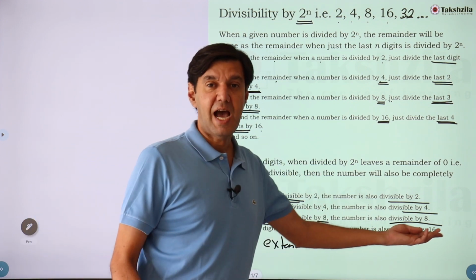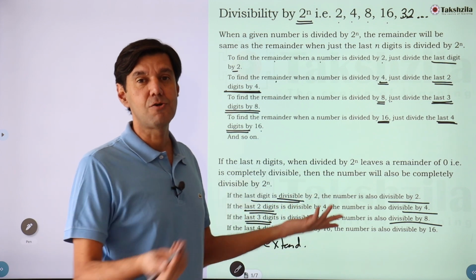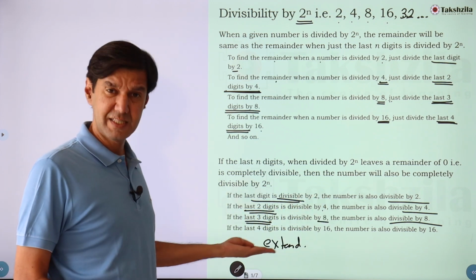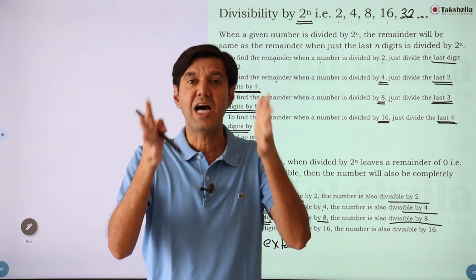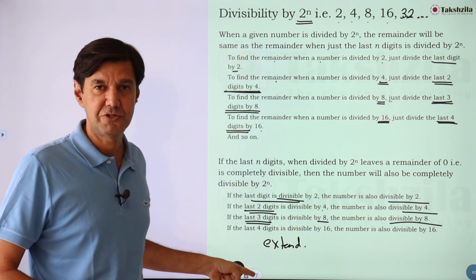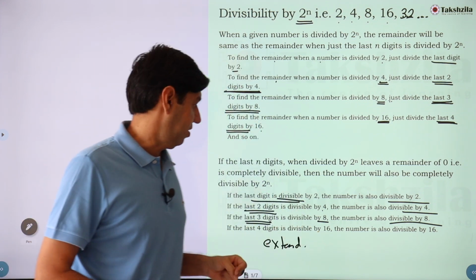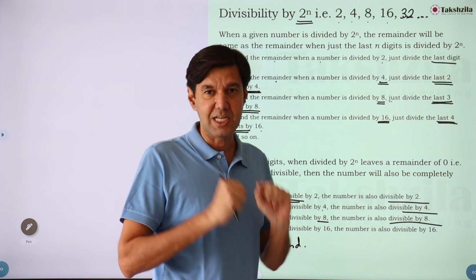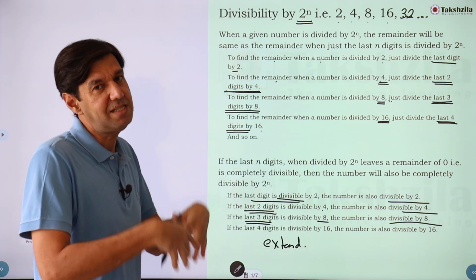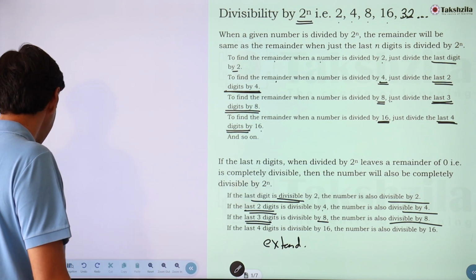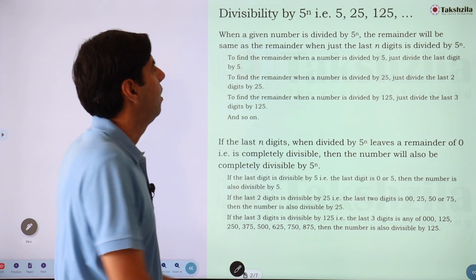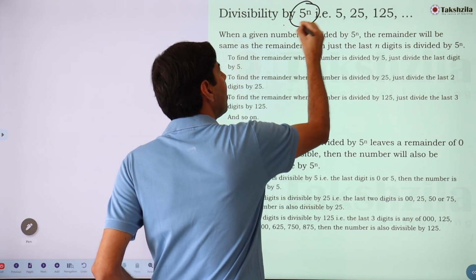Like for 16, I had a student ask a question, how are you using the divisibility rule of 16? 16 is the same. 16 is 2 raised to 4. So check the last 4 digits. We have a question today, so we'll have a look at it at that time. So check the last 4 digits. If it is divisible by 16, the number is divisible by 16. And the funny thing is the exact same rule works also for 5 raised to n.